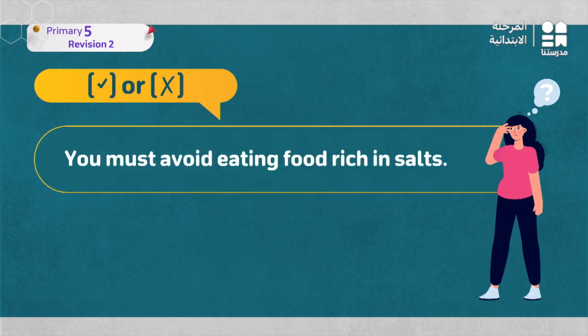Now, right or wrong question. You must avoid eating food rich in salts. Yes, it's right. It's true, because we must always stay away from any food that has a lot of salt to keep our circulatory system healthy.